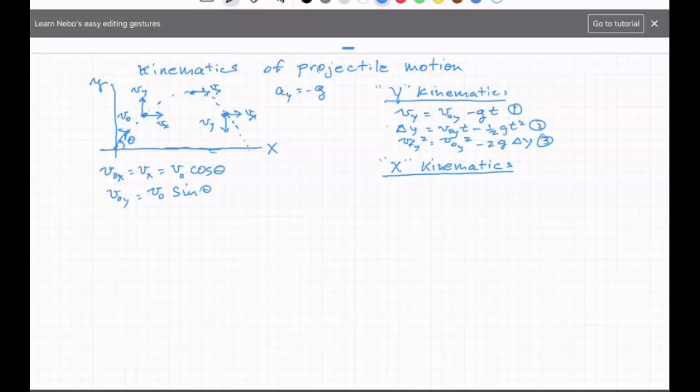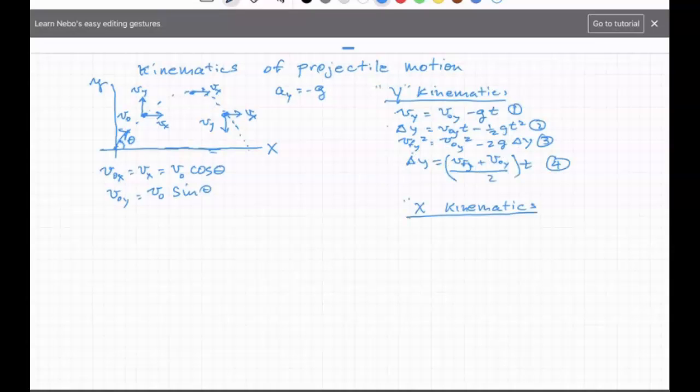And then for equation 4, the displacement in y is equal to the average velocity, which is the sum of v sub y final plus the initial y divided by 2 times the time interval t. There, that's better.